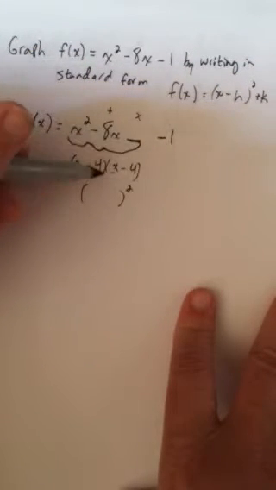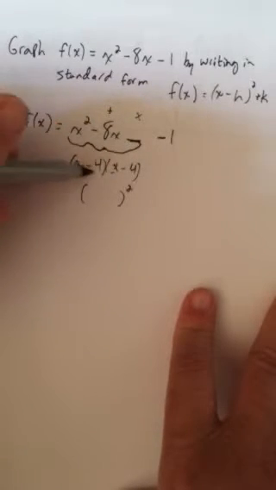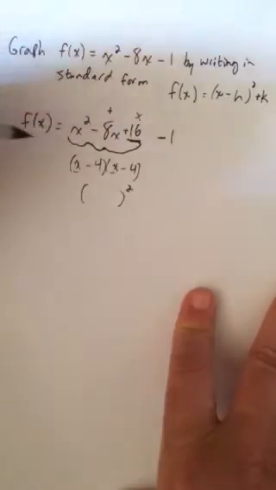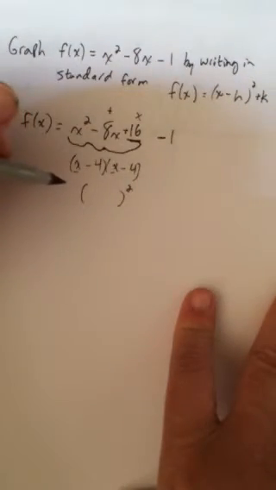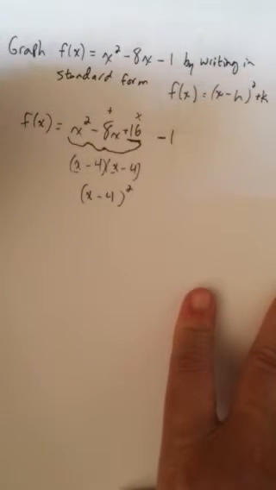Now this, again, isn't factorable to this yet. I need something in that blank space. So what do minus 4 and minus 4 multiply to? They multiply to a plus 16. Okay, so this looks good. This is factorable to x minus 4 whole thing squared.